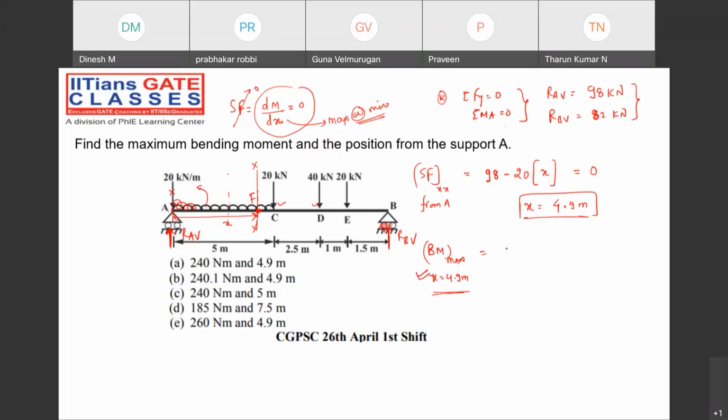And what is the answer? R_A into distance will be what? 4.9 meter minus W into x by 2. That is 20 into 4.9, that is the load, and the load is going to be acting at a distance half. So R_A is 98 into 4.9 minus 10 into 4.9 whole square. Now when you calculate, the answer must be coming 240.1 kilonewton meter. B option will be coming. And what distance? 4.9 meter from A point. Right? Understanding or not?